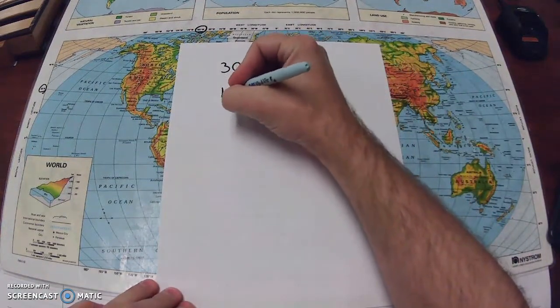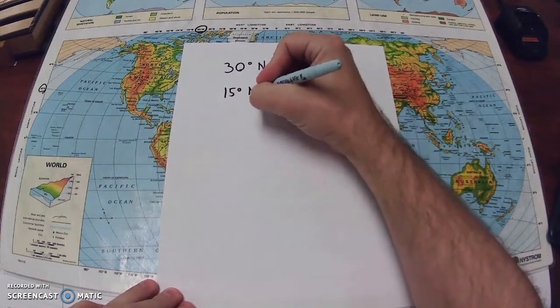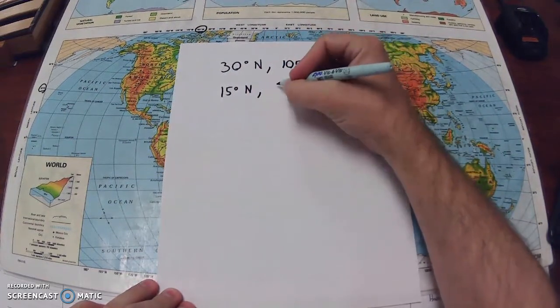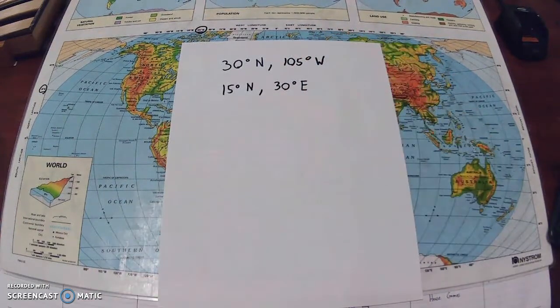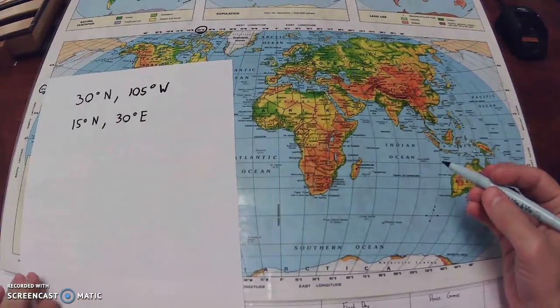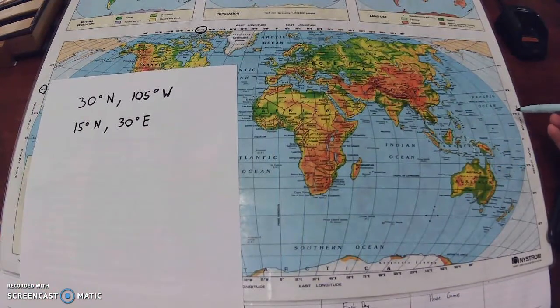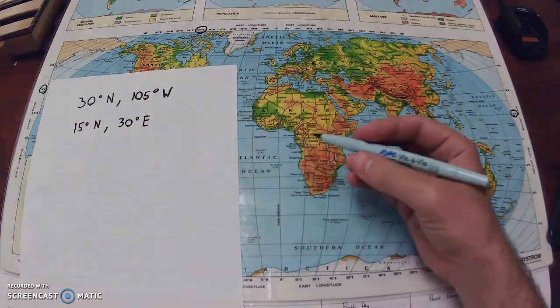Another example, if we do 15 degrees north, comma, and 30 degrees east, we can look on this side, 15 degrees north, because our equator is 0, first line above it's 15 north. And then we can look for 30 degrees east.